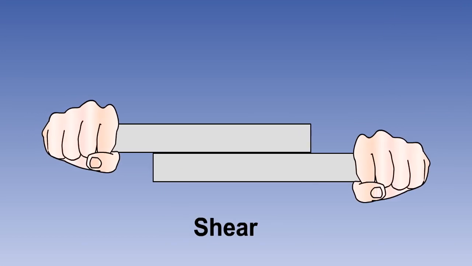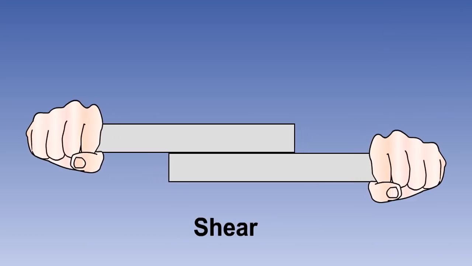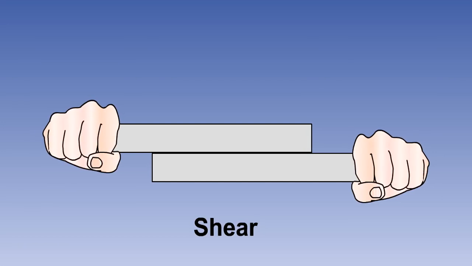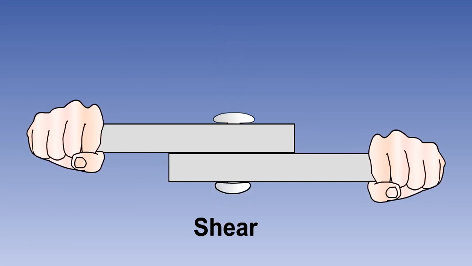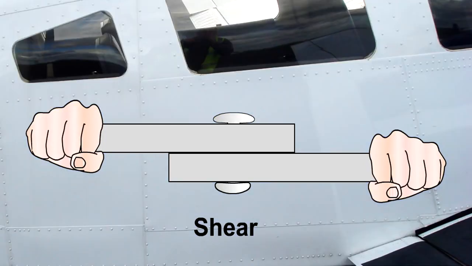Shear is a force which tends to slide one face of the material over an adjacent face. Riveted joints are designed to resist shear forces. Rivets are being used in this picture to fasten the fuselage skin to the frame. In modern aircraft, they are being replaced by adhesive bonding processes.